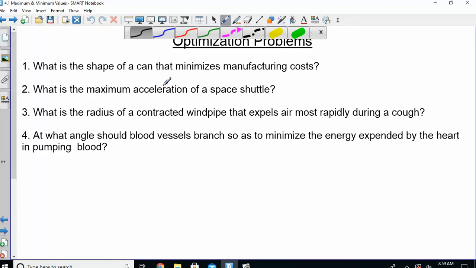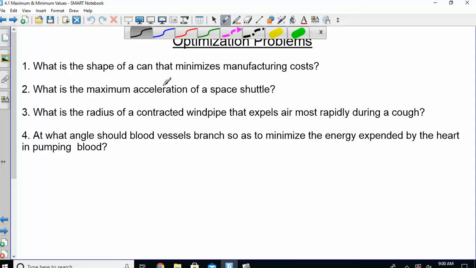Actual scenarios where this is used in manufacturing, if you want to create a shape that minimizes your manufacturing costs, you know how much it has to hold, but how should I design this so it costs me as little as possible? The maximum acceleration of a space shuttle. In the medical field, what's the radius of a contracted windpipe that expels some air most rapidly during a cough? At what angle should blood vessels branch so as to minimize the energy expended by the heart in pumping blood? So there are actual scenarios that involve this calculation.